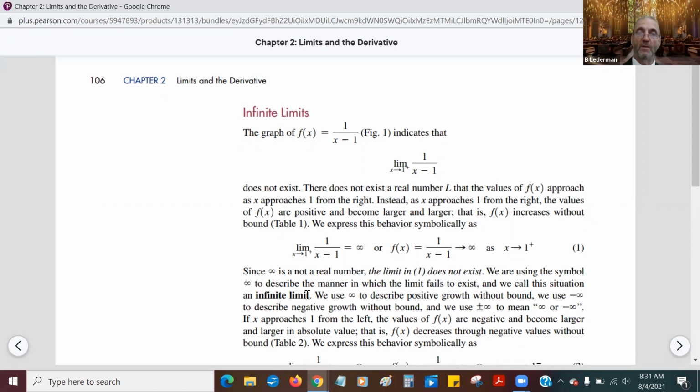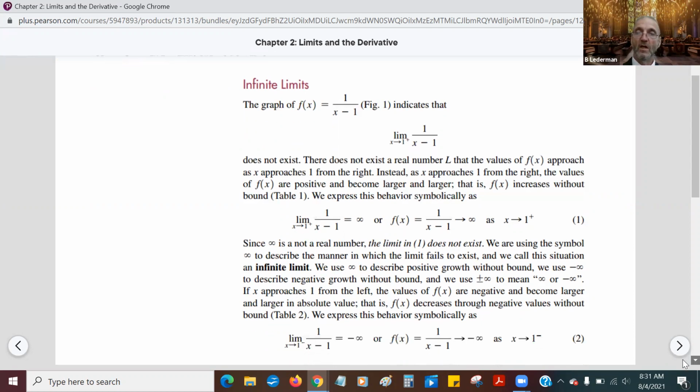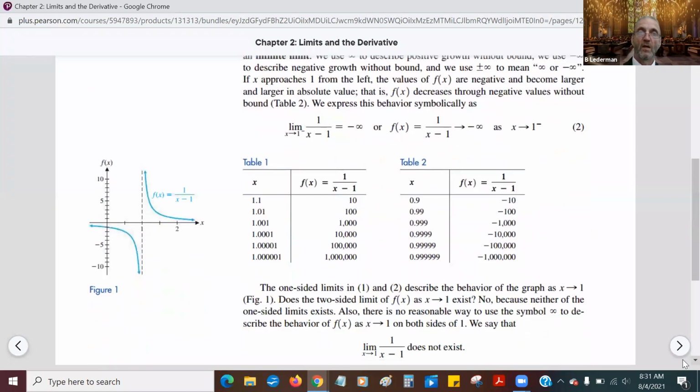They call that an infinite limit. We use the infinity symbol, which is like a sideways 8. They drew a nice little graph picture for us. We have all these values here. If x is 1.1, then y equals 10. If x is 1.01, y is 100. If x is 1.0001, then y is 1,000,000. As x gets closer and closer to 1, this gets bigger and bigger and bigger.